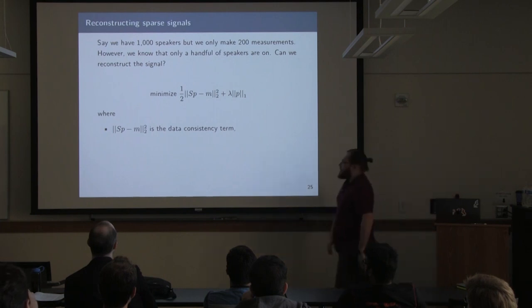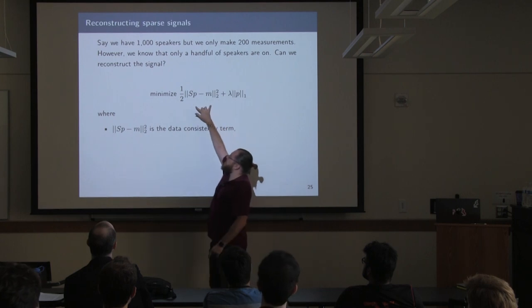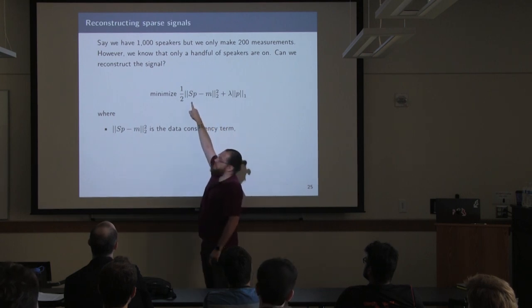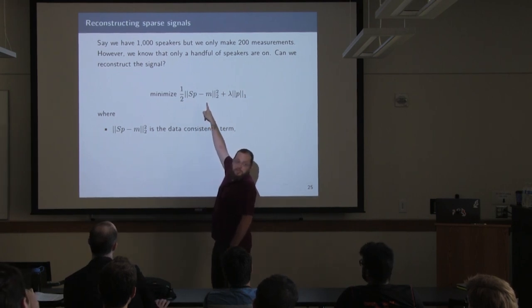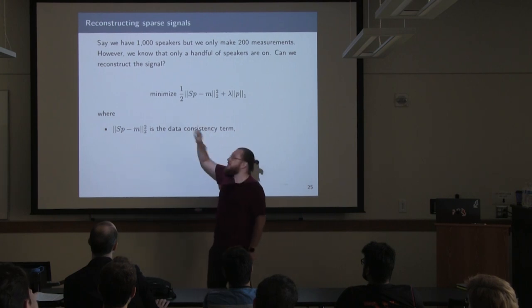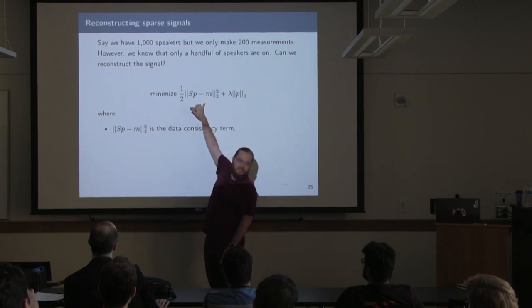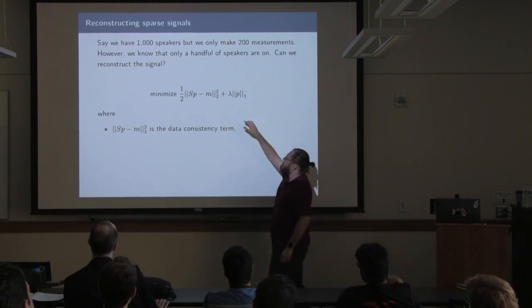So we can write this problem this way. Minimize, this is F and this is G. This is just the data consistency term. This says that given our model of how the speaker sound propagates and the power of each speaker, we're going to compare that to our measurements and try to minimize that. But notice we've taken only 200 measurements, which means there's a lot of cases where this is zero, where our distance is zero because we haven't sampled the space fully.